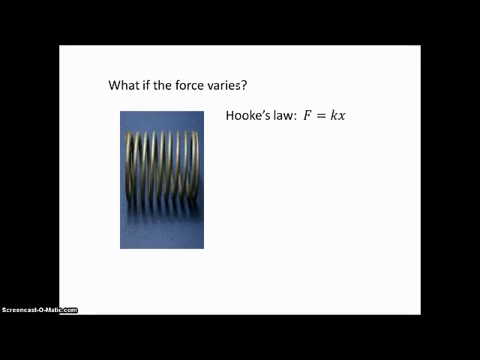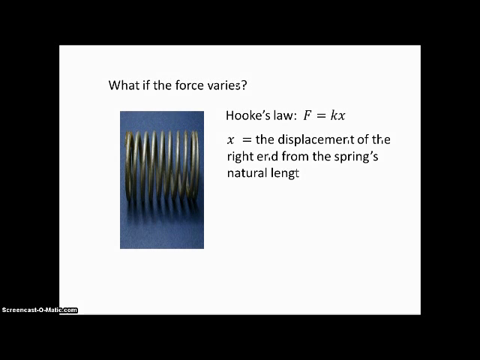So Hooke's law says that the force necessary to compress or stretch a spring is equal to kx, where x is the displacement of the right end from the spring's natural length. So for example, if it started out at 4 inches and I pushed it to 3 inches, then x would be 1. If I pushed it to 2 inches long, then x would be 2. If I made it 1 inch long, then x is 3, etc. And so my force is varying as x varies. k is called the spring constant, and that will vary depending on the material the spring is made out of and how thick it is, and so on and so forth.